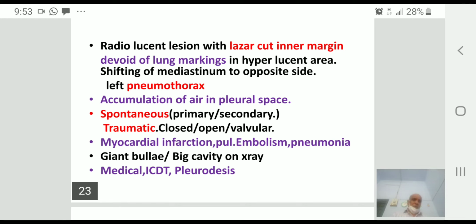Differential diagnoses of pneumothorax are myocardial infarction, pulmonary embolism and pneumonia. Acute onset with shortness of breath and chest pain in all three conditions, MI, pulmonary embolism and pneumonia. So all are considered in the differential diagnosis of pneumothorax. On X-ray, the differential diagnosis of pneumothorax is a giant bulla or big cavity.